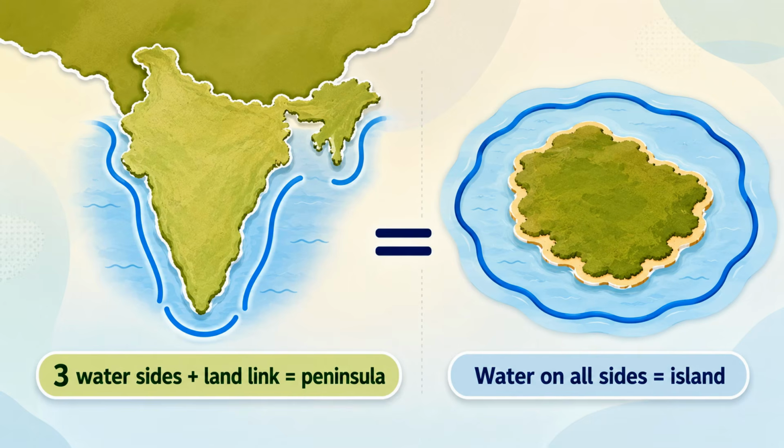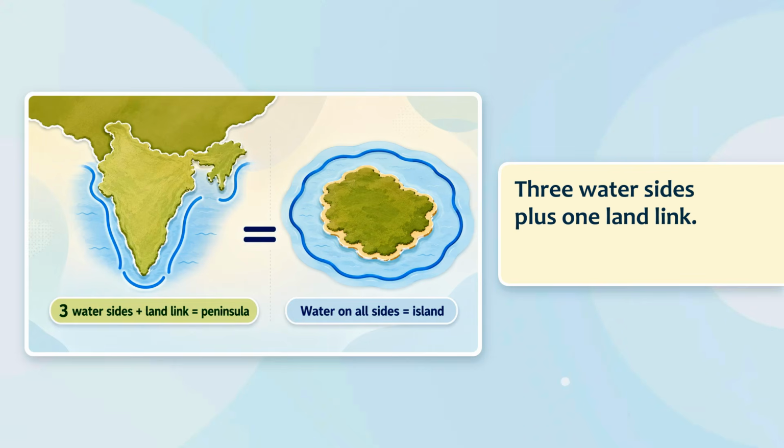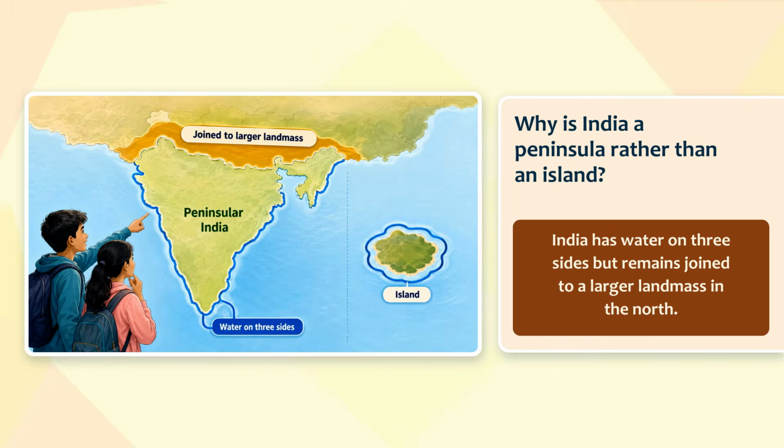A peninsula needs water on three sides and a land connection on the fourth. India's northern land connection means it cannot be classified as an island. The classification depends on both clues together. 3 water sides plus 1 land link. Together, these features identify a peninsula. Check the northern edge and the 3 water sides. Why is India a peninsula rather than an island? The shape and connection settle the classification.